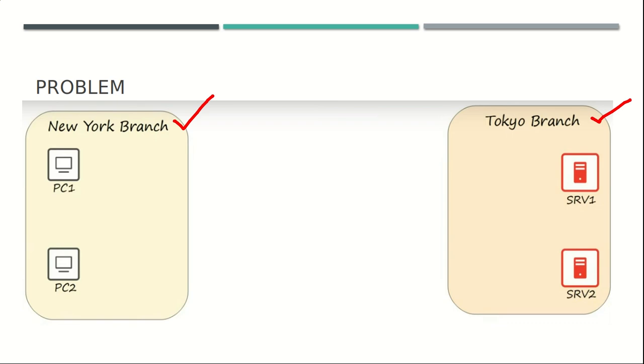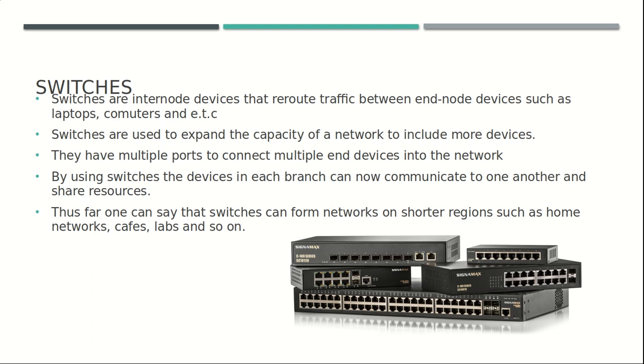Reason being, if you look at a normal generic PC, you might notice the fact that it only has one network port. So you can only run that cable from one PC to the next. So we need some sort of a hub. We need a switch. A switch is an internode that reroutes traffic between end nodes. So what I'm saying is it connects computers together to build a small network.